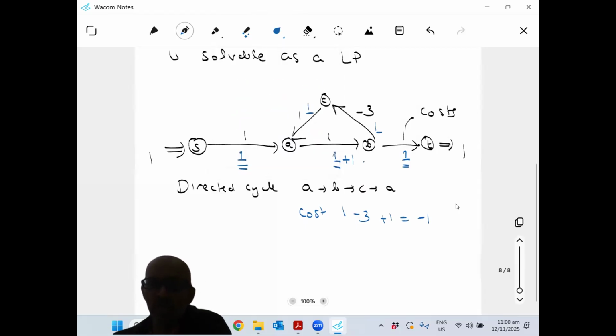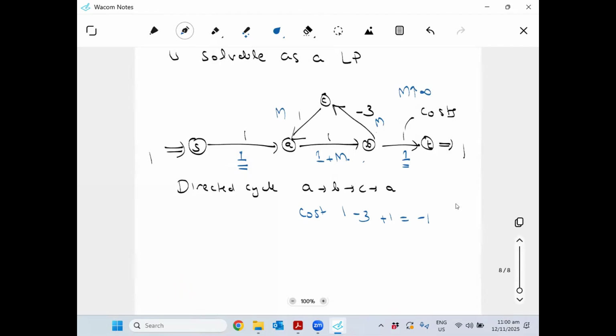Let me not send 1 unit. Let me send m units here. Let me make this 1 plus m, and the others m, and let m go to infinity. 1 plus m equals 1 plus m. It satisfies flow conservation.